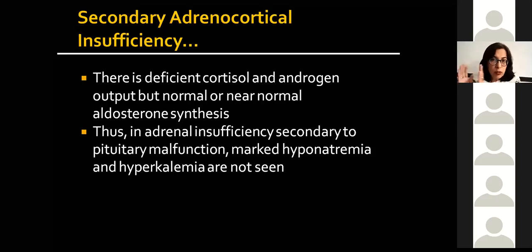Aldosterone is stimulated by the renin-angiotensin system. So if there is decrease of ACTH, it will cause decreased cortisol, decreased androgens, but normal or near normal aldosterone. Thus, in adrenal insufficiency secondary to pituitary malfunction, marked hyponatremia and hyperkalemia are not seen. There may be a slight amount of this because a slight amount of aldosterone may also be less, but marked hyponatremia and hyperkalemia are not seen because aldosterone is almost normal.